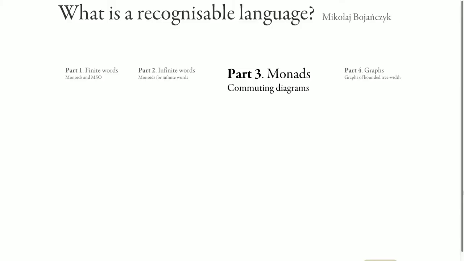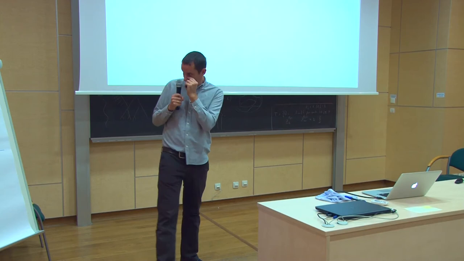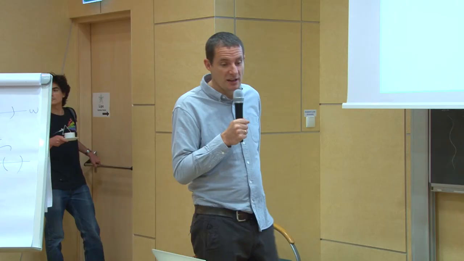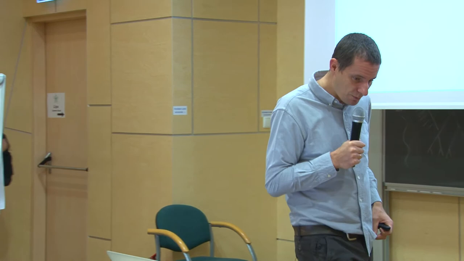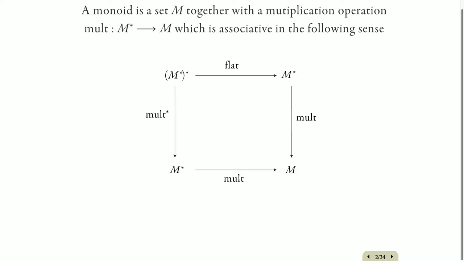My original goal was to have something about graphs, but this is not going to happen. So we're going to use monads. To explain the need, or at least try to motivate it, let's have a look at the algebras we have seen so far. We have seen a monoid, which is typically defined as a binary associative operation, but it can be defined like this. A monoid consists of a universe together with a multiplication operation, which makes this diagram commute.